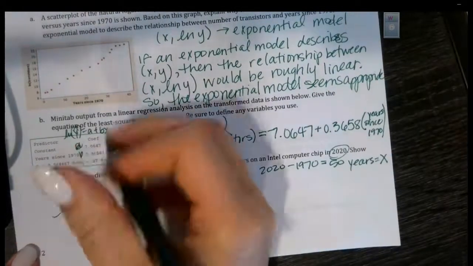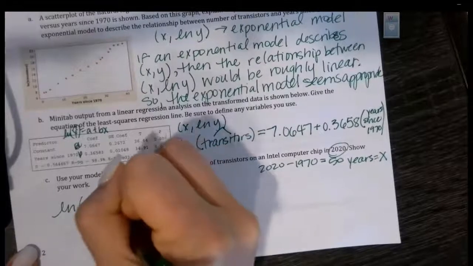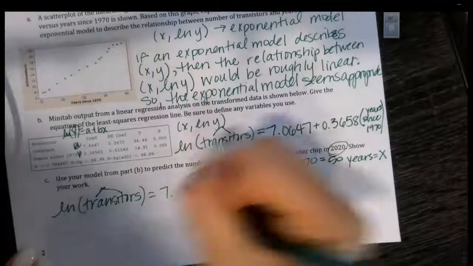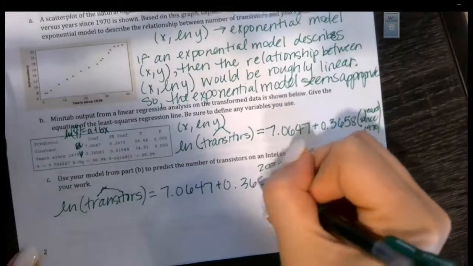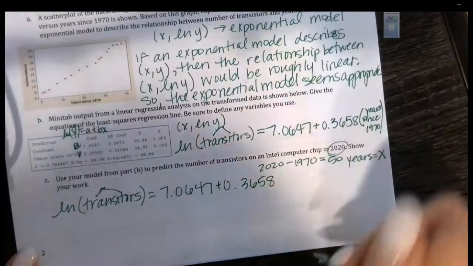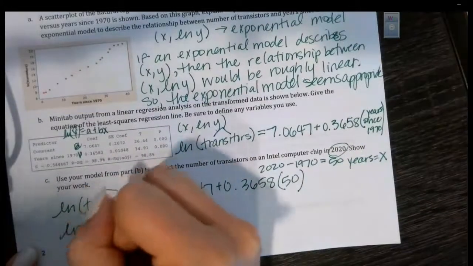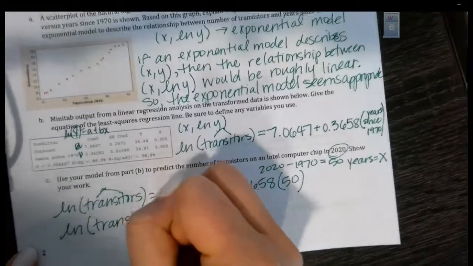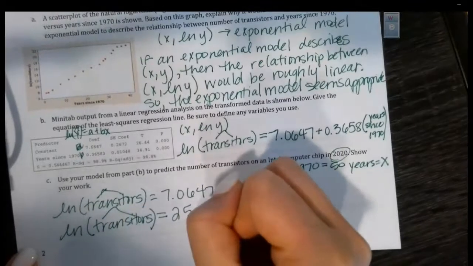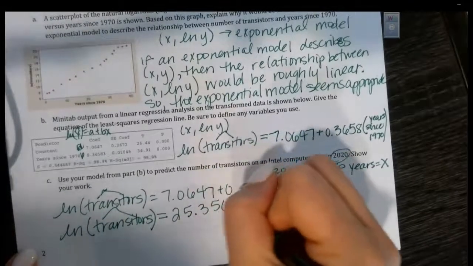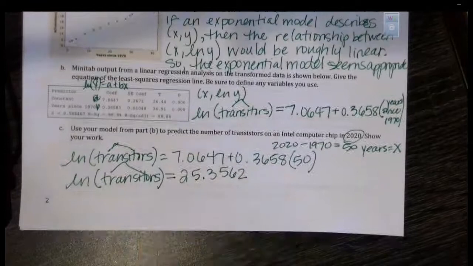And so we have the natural log of transistors is equal to 7.0647 plus 0.3658 times 50. All right, and then the natural log of our transistors still is going to be equal to 25.3562. Now, here's the deal, you have to remember your different exponential rules and things like that.